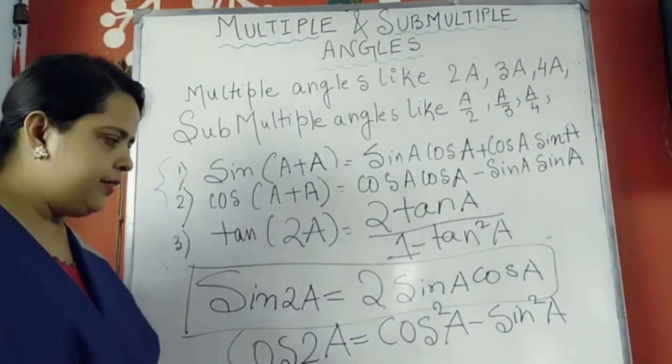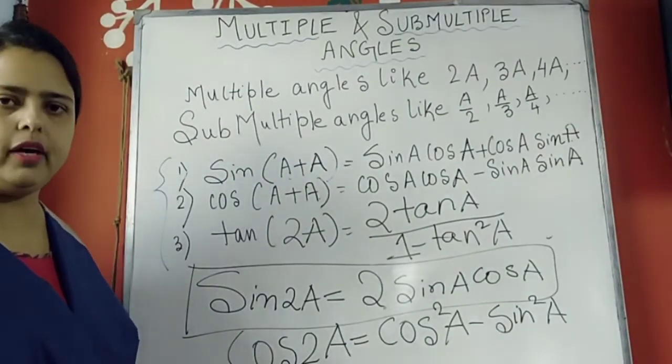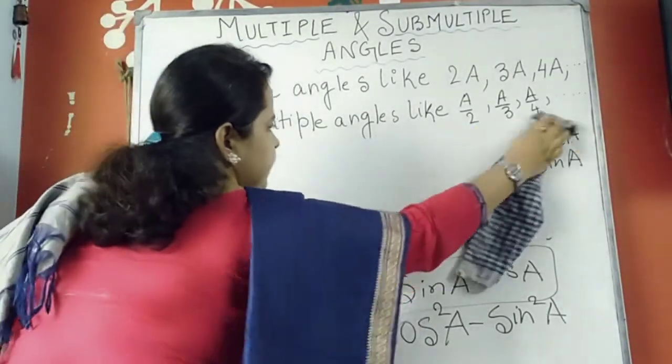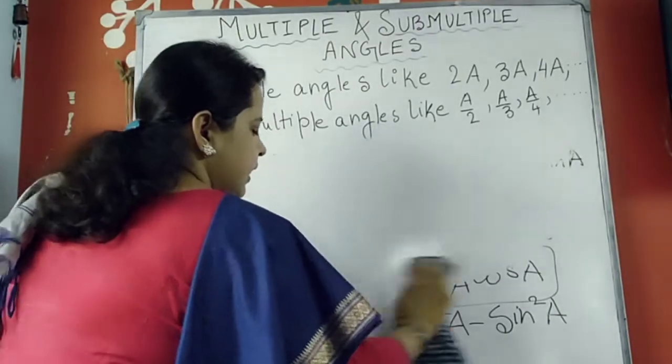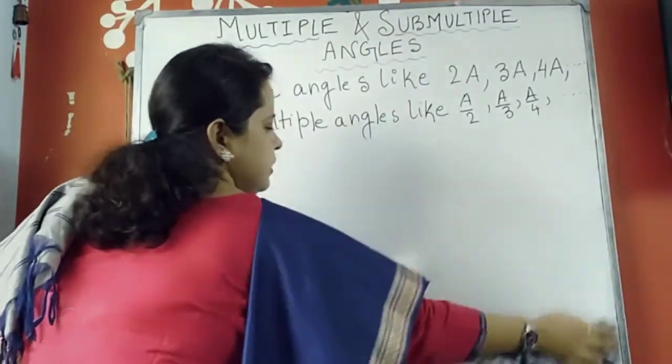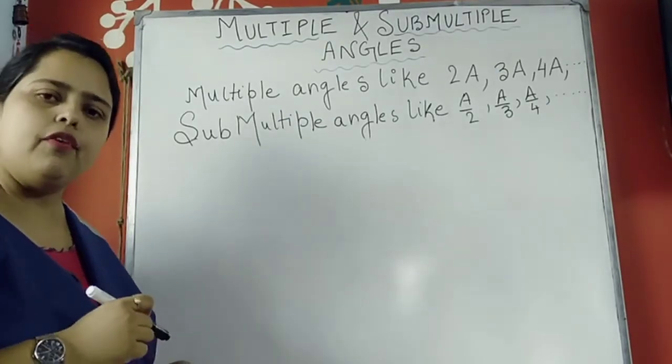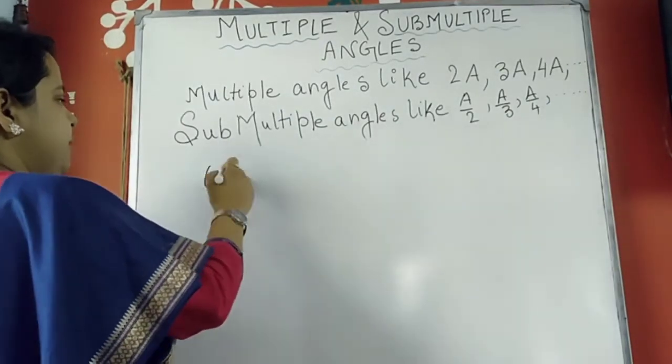Now I will tell you something more about cos 2A. This cos 2A, which you can see here, can also be written in a different manner, either in terms of only cos A or in terms of only sin A. And how can it be written?